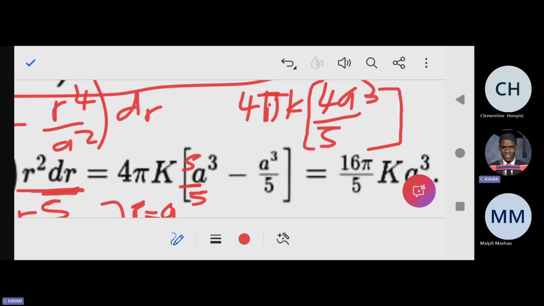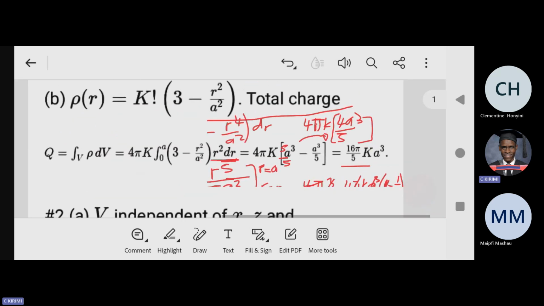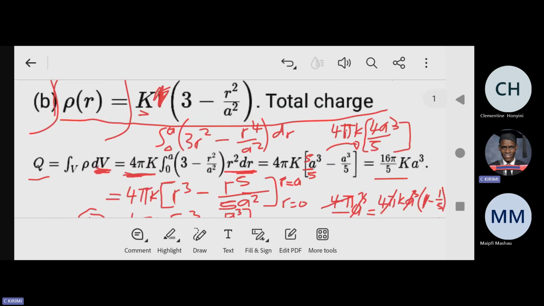Then you multiply by 4 pi k outside the bracket. If you solve what is inside the bracket, you get 4a cubed over 5. Multiplying numerator times numerator, it gives you 16 pi k a cubed over 5. This one. Once you are done, you say Q is equal to 16 pi over 5 k a cubed.